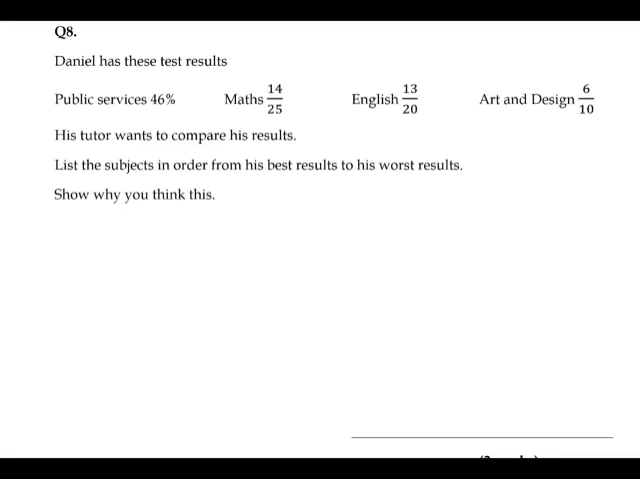Question 8. Daniel has these test results. 46% in public services, 14 out of 25 for maths, 13 out of 20 for English, and 6 out of 10 for art and design. His tutor wants to compare his results. List the subjects in order from his best result to his worst. So we're going from best to worst, and show why you think this.